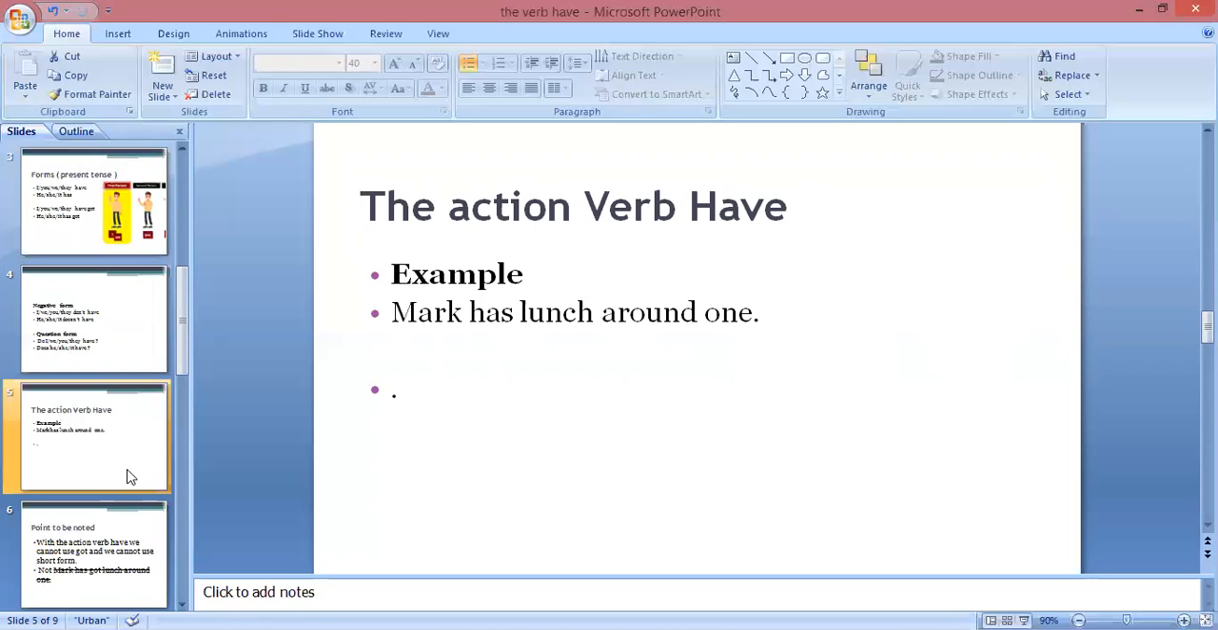Mark has lunch around 1. So here have expresses an action. Mark has lunch means that he eats lunch. He performs an action of eating. So here have expresses an action of eating.